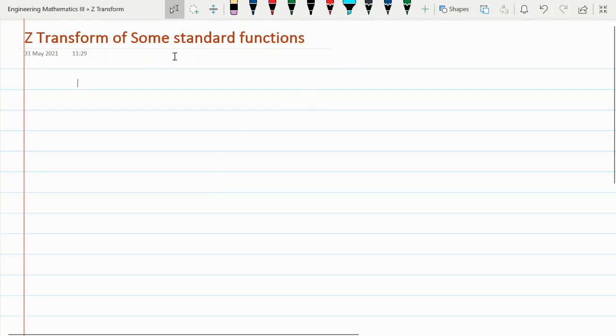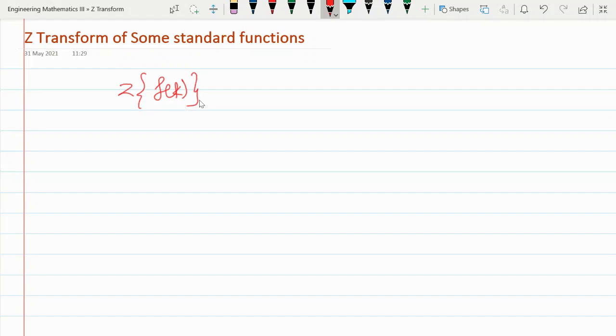Now in this lecture we'll discuss the Z transform of standard functions. Previously we have seen what the Z transform is. Once more, we will just revise it. Suppose we have any sequence f(k), then the Z transform is nothing but the summation, k runs from 0 to infinity, of f of k z raised to minus k.